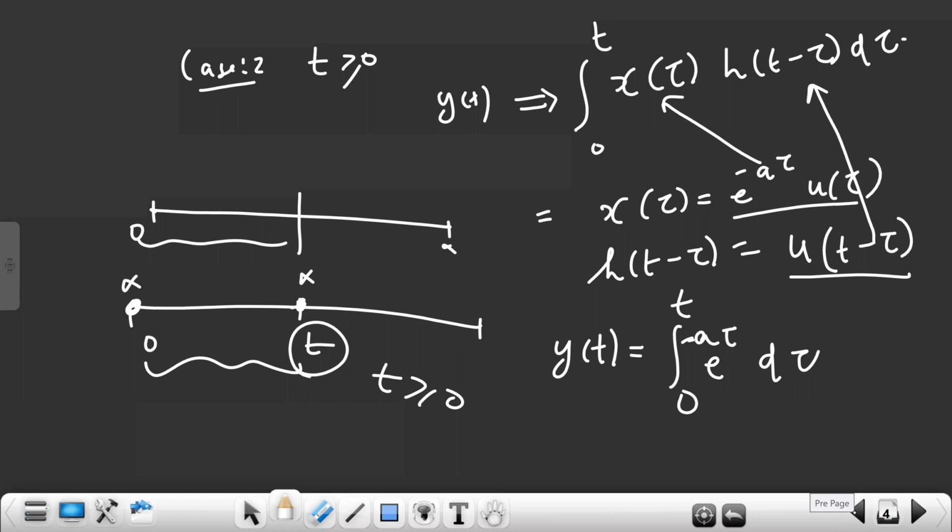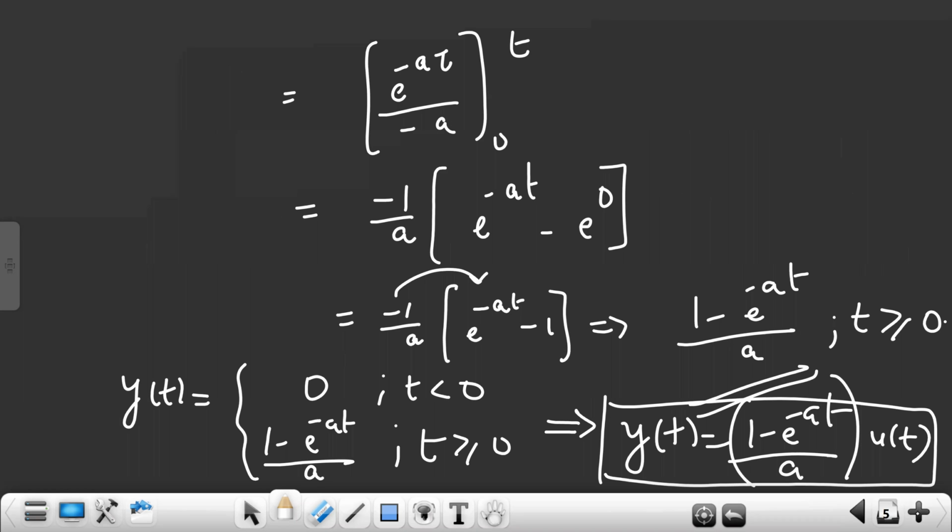And you will not take u at all, because the value of u is 1. So the only term left out is e raised to minus a tau into 1, which means e raised to minus a tau itself. Then integrate it, apply the upper limit minus lower limit, and simplify it. So you will get another answer. So you have got two different answers for two different time instants. And you are going to merge these two cases together by putting u of t multiplied by 1 minus e raised to minus at, whole divided by a.